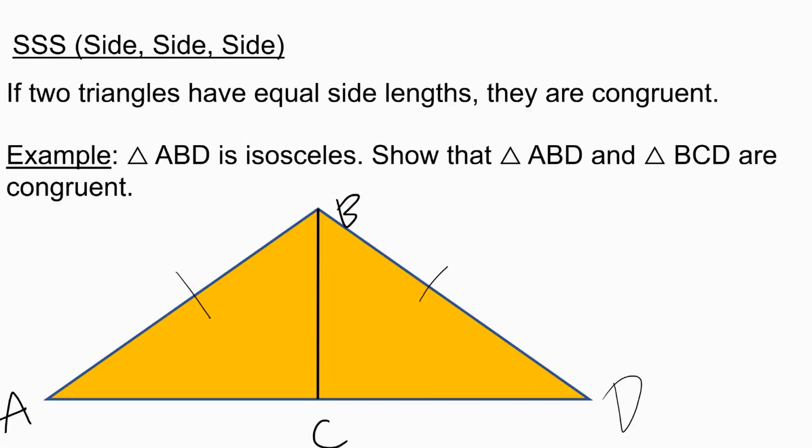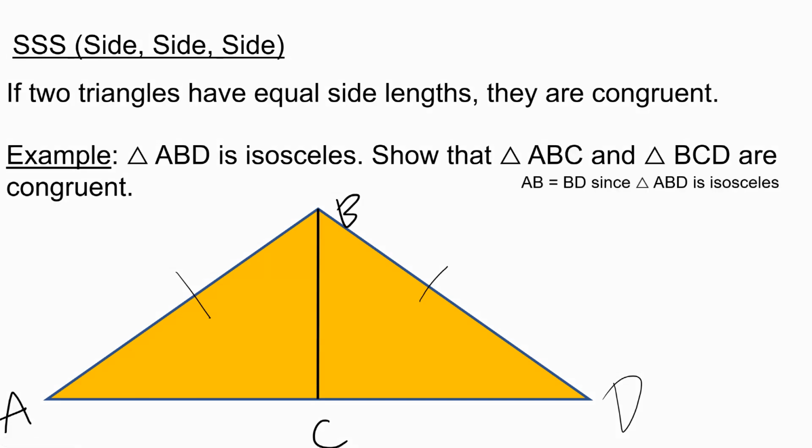This is our first property, side, side, side. So if two triangles have equal side lengths, the two triangles are congruent. Here is triangle ABD and it's isosceles. So that means AB is equal to BD. Show that triangle ABD and triangle BCD are congruent.